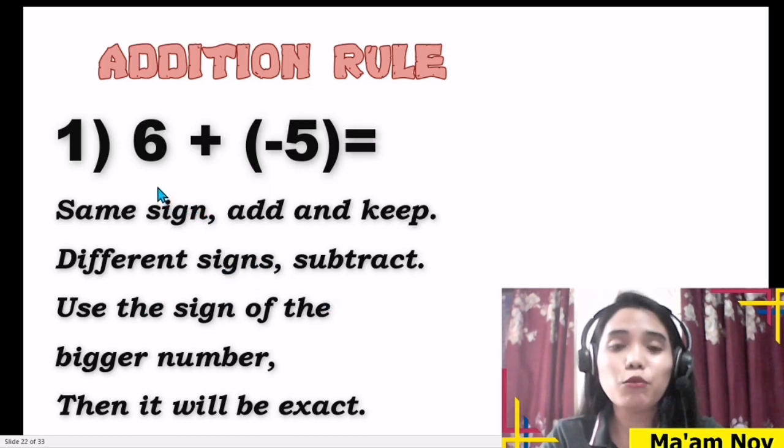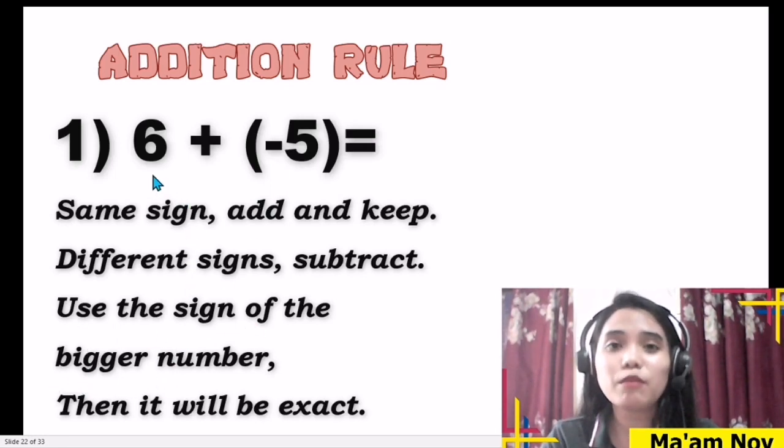First, identify mo muna. Are they the same sign? Or are they different signs? Yes, they are different signs. So we will just subtract. 6 minus 5 is 1. And we will use the sign of the bigger number.